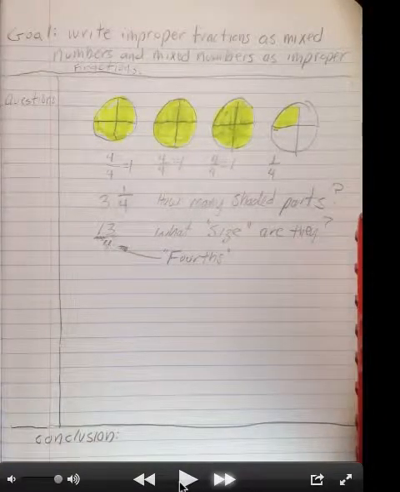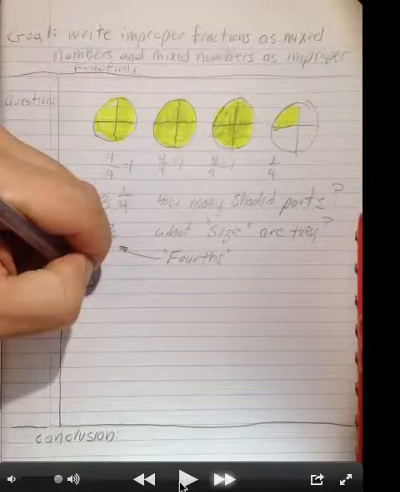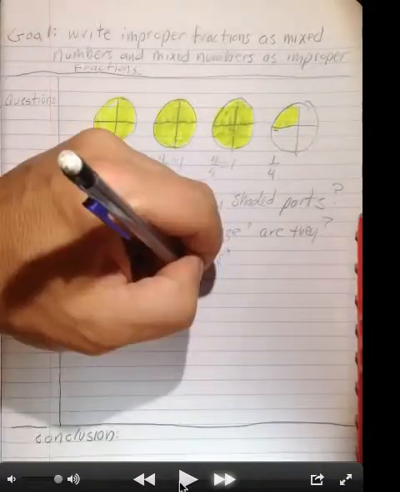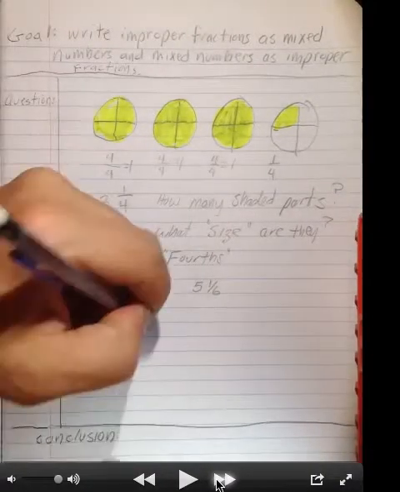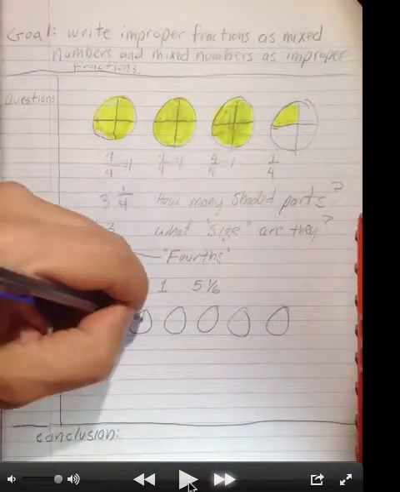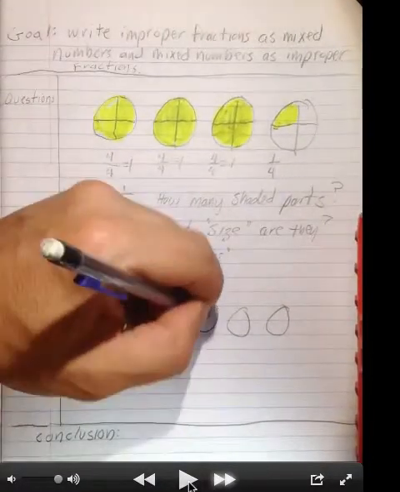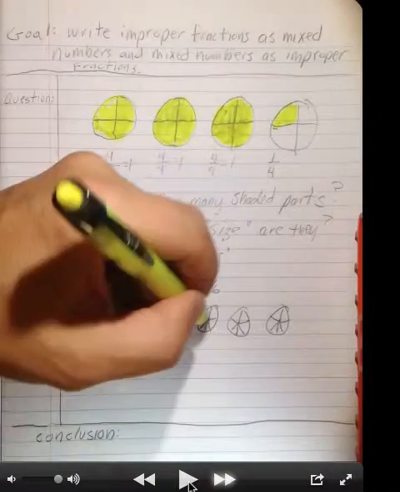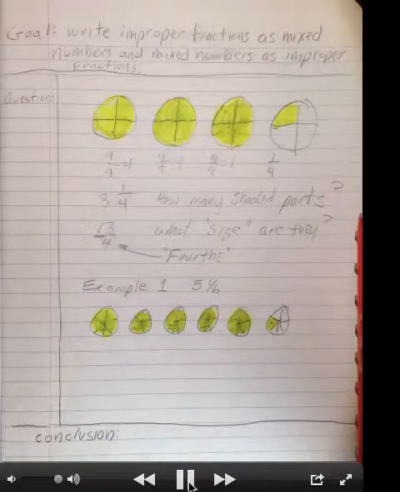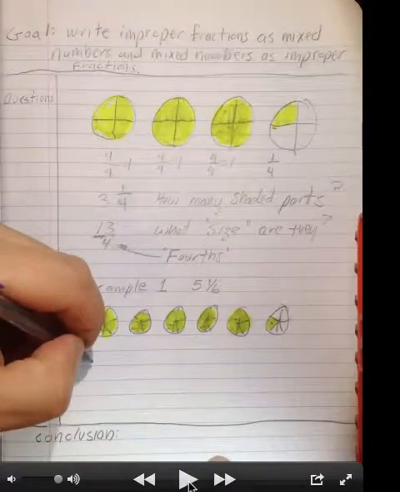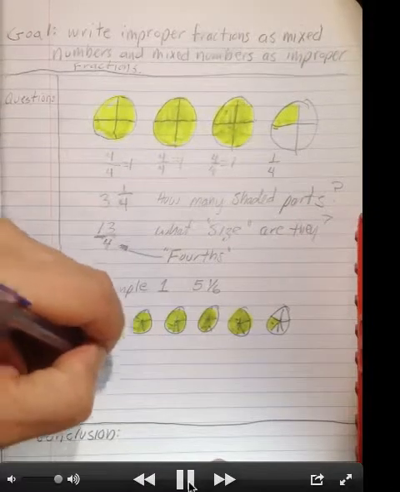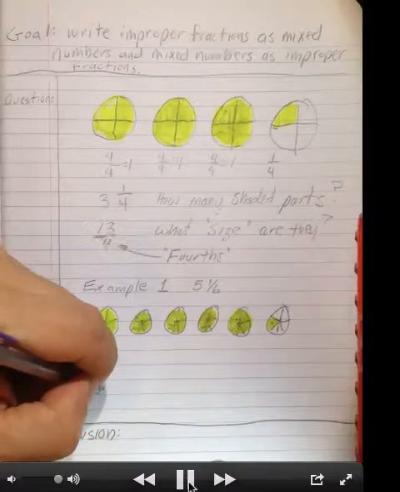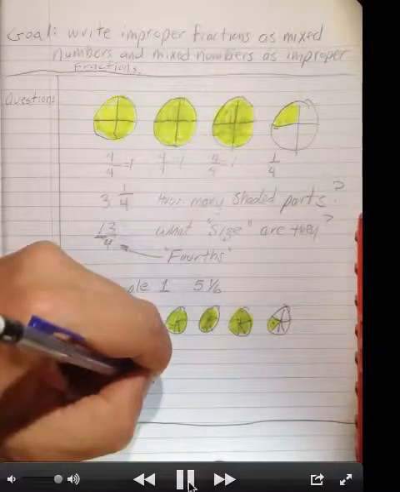So for example 1, we're going to represent 5 1/6 in a picture. So that means that we're going to make 6 circles, split each of them into 6 parts, and 5 of them are really easy. We're going to shade the entire circle in. But the last one, we just shade in 1 of the 6. So this is 5 1/6. That's a mixed number.